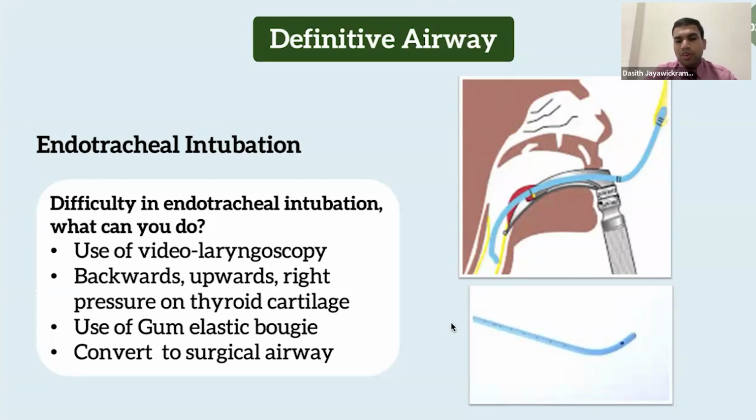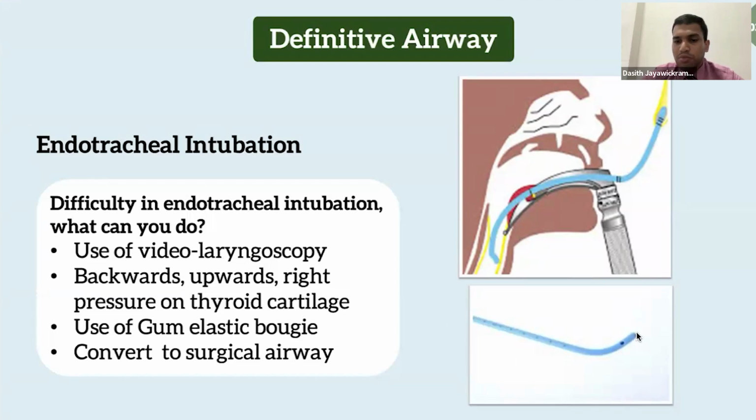And then, while attempting intubation, we can apply pressure on the thyroid cartilage. So the trachea is depressed. We can put backwards, upwards, and right-side pressure on the thyroid cartilage, so the vocal cords can be better visualized through the optical laryngoscope. And then we can use the gum elastic bougie. So this is the gum elastic bougie.